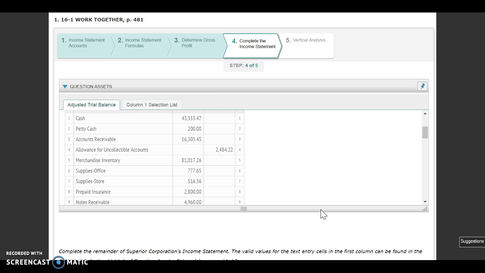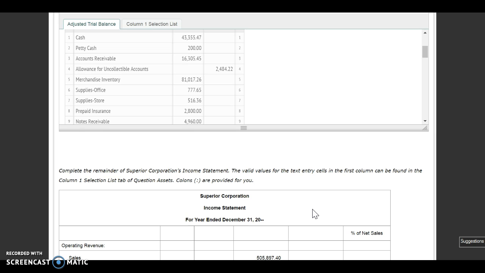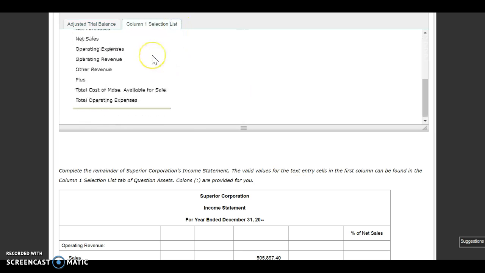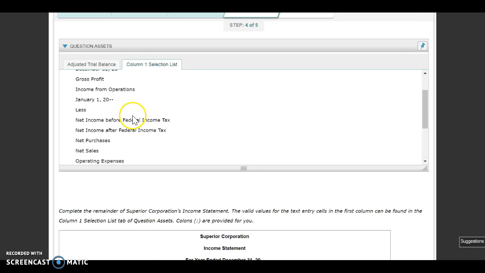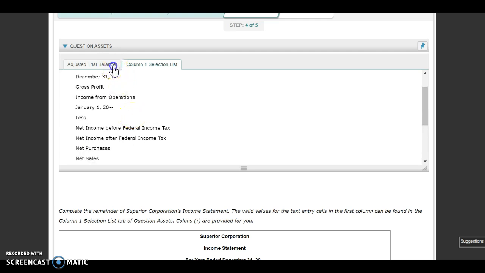So step 4, we are going to be completing our income statement. It says complete the remainder of Superior Corporation's income statement. The valid values for the text entry cells in the first column can be found in the column 1 selection list tab of question assets. Colons are provided so we don't have to type them. So they're just saying here, they're giving us our labels again. So it's like a word bank for us for column 1.